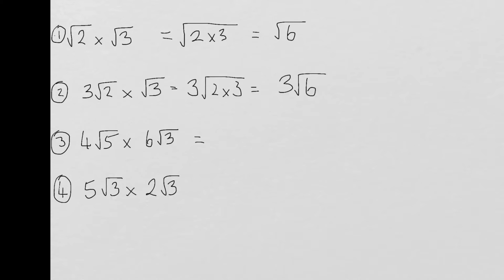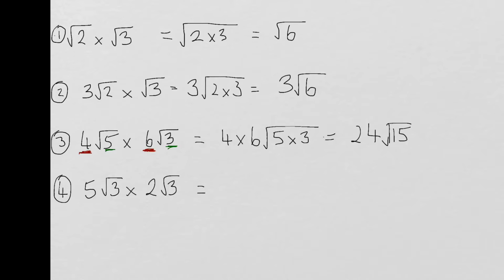With the next example, I've got whole numbers on the outside and square roots, so I'm going to take those step by step. First of all, I'm going to do the 4 times 6 on the outside of the surd, and on the inside of the surd I've got the 5 and the 3 being multiplied together, so 5 times 3. So in total this will give me 24 lots of root 15.